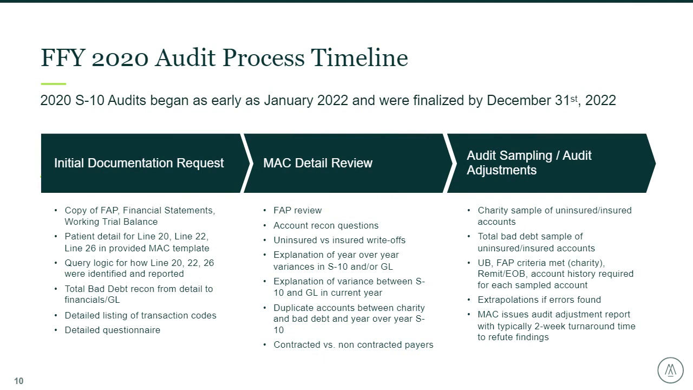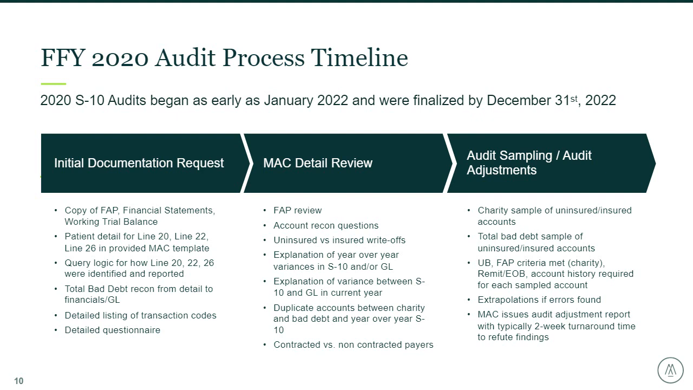So now that you see how the UC pool and how each hospital's payment is calculated, I wanted to spend a minute reviewing the 2020 audit process timeline. Some of these things covered on the slide, Heather and Jesse will speak to in more detail. The 2020 S-10 audits began really as early as January of 2022, and many were not wrapped up until really the end of the year.